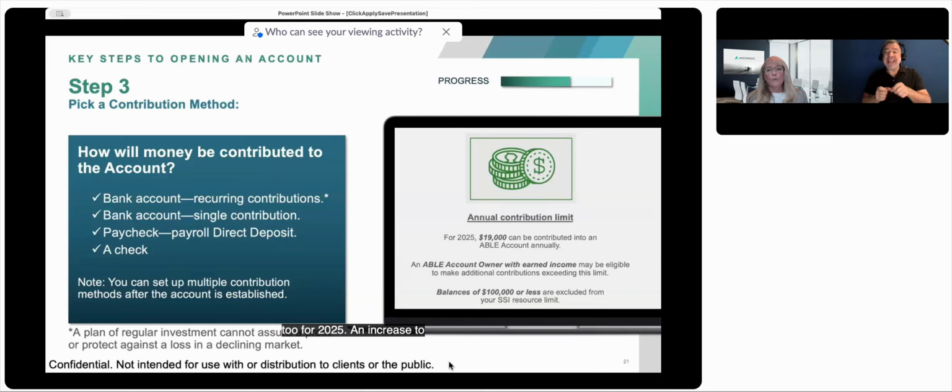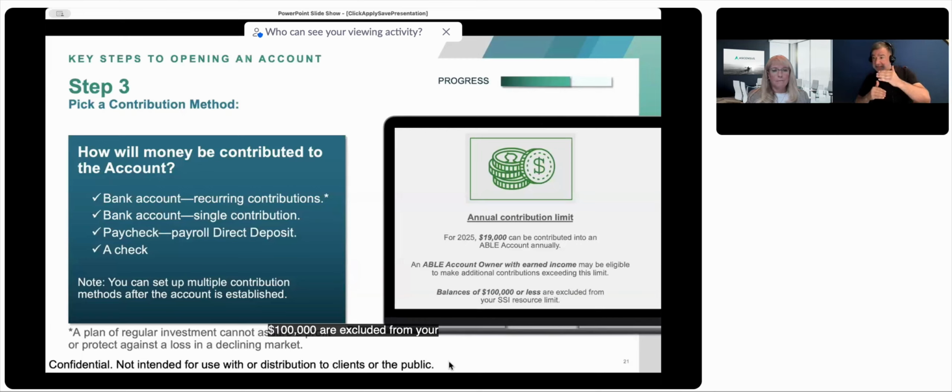An ABLE account owner with earned income may be eligible to make additional contributions that actually exceed that limit, and balances of $100,000 or less are excluded from your SSI resource limits.